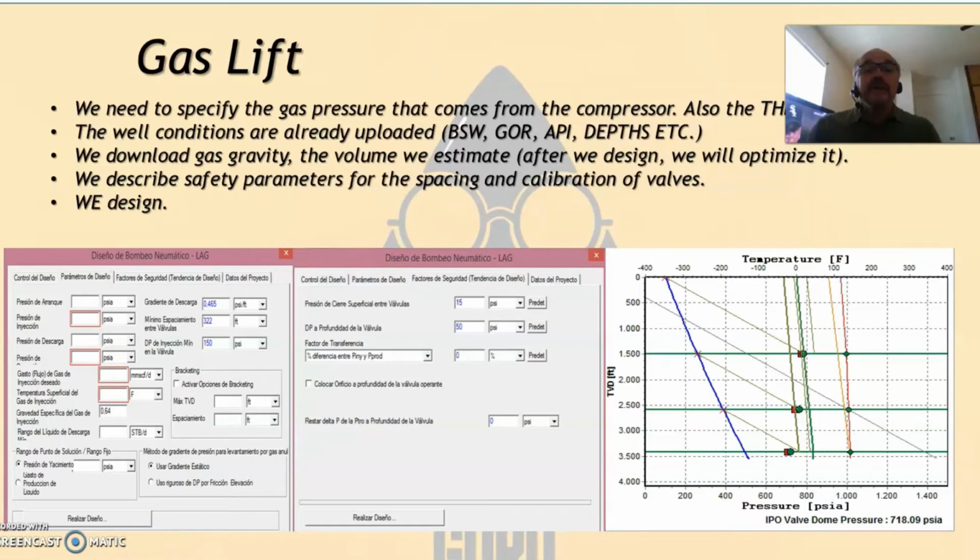And when we are ready, we click on perform the design. And that's what we get as an output. We get the depth of the mandrels, and we get the calibration of the valves, right? So we make sure that when we unload the well, we are going to be injecting gas at the deepest point, very close to the formation, because we want to produce the highest rate possible. Okay? That's gas lift. Don't forget, the gas pressure is very important.